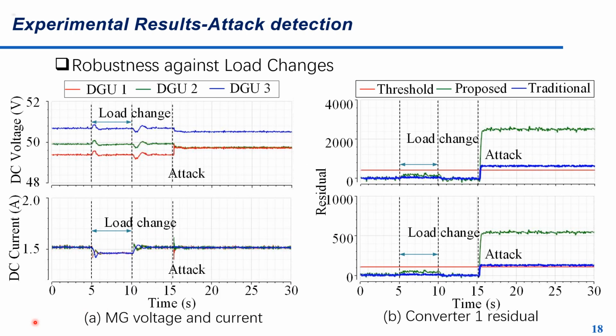To show the effectiveness of the proposed observer, some experiments are carried out. In this configuration, 3 DGs are connected to formulate a microgrid. We change the load at 5 and 10 seconds and inject a cyber attack at 15 seconds. This figure shows the voltage and current dynamics, and this figure shows the residual dynamics. As can be seen, the residual increased rapidly after the injection of the cyber attack.